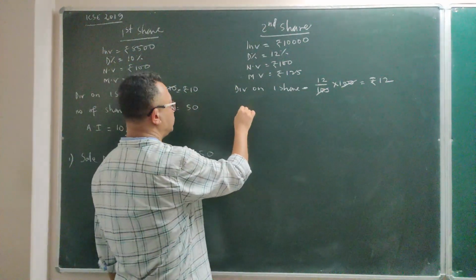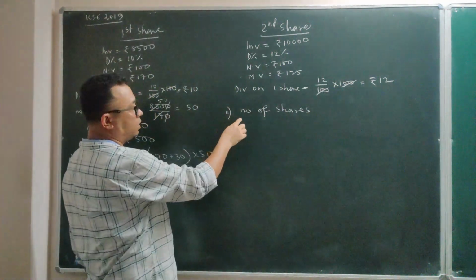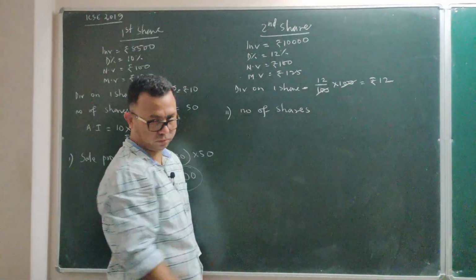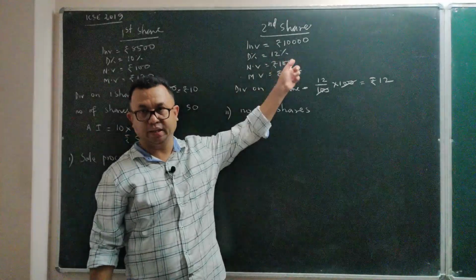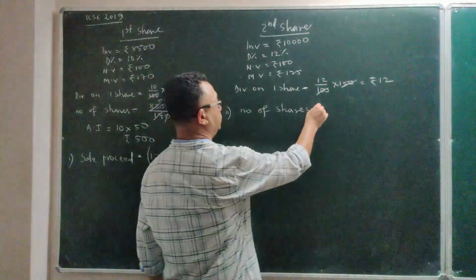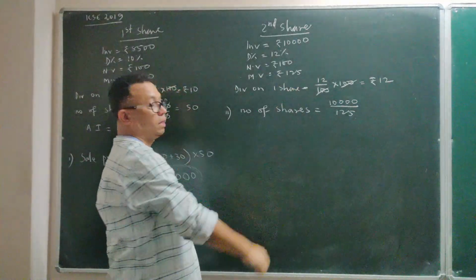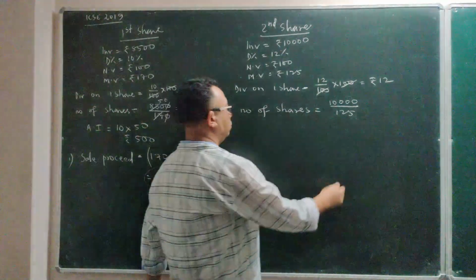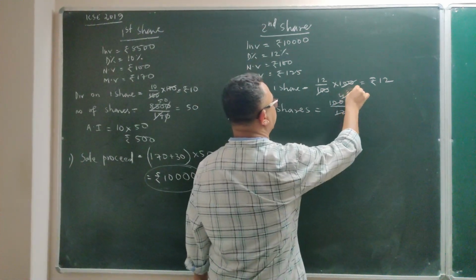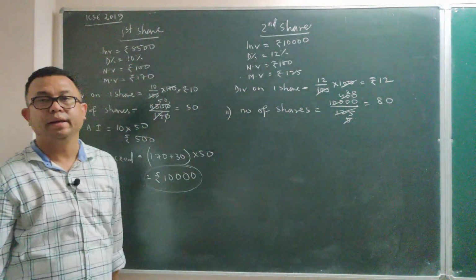Then let's find out the number of shares. Our second question was, what is the number of rupees 125 shares bought? Meaning how many shares did you buy of the second share? The formula for the number of shares is investment by market value. Investment is 10,000 and market value is 125. So 25 will go here 5 times, 25 will go here 400 times, 5 will go here 8. So the total number of shares he is able to purchase is 80.